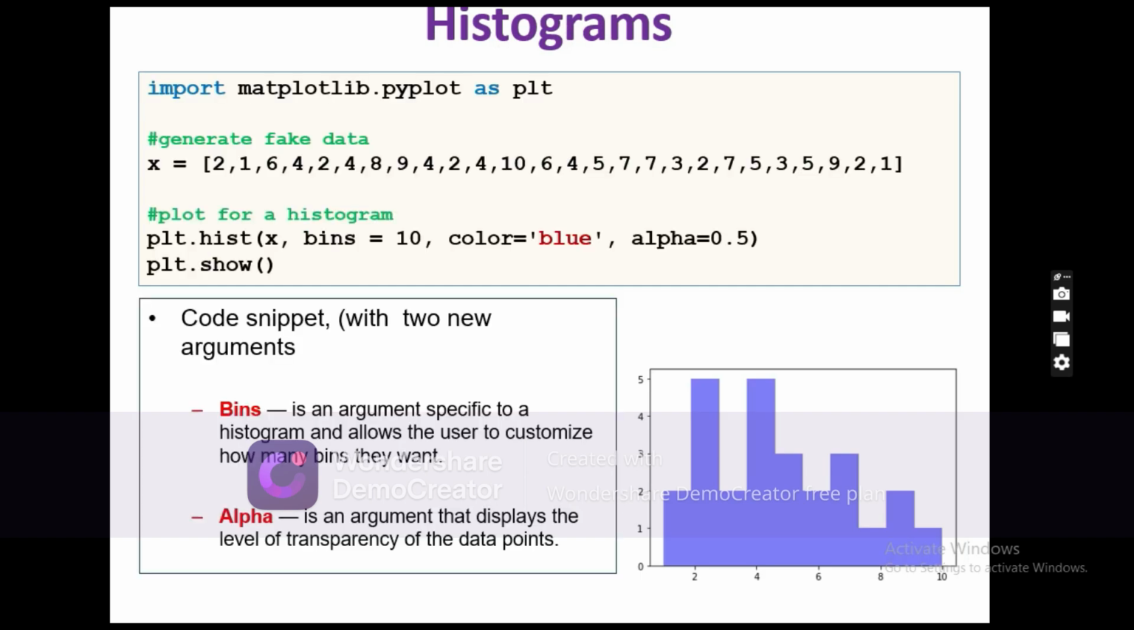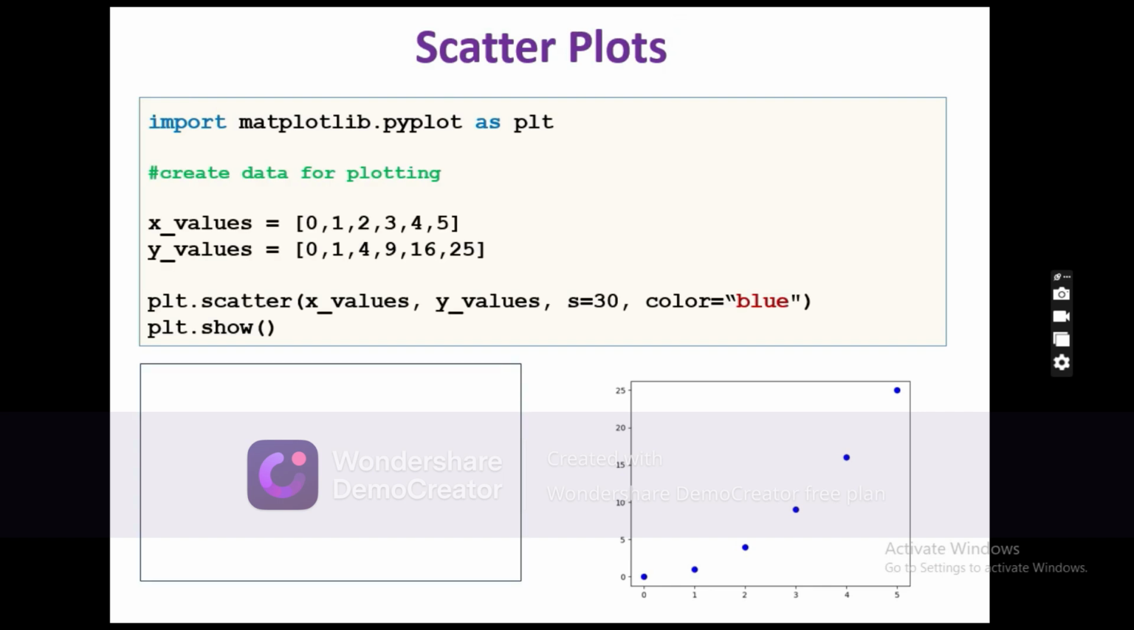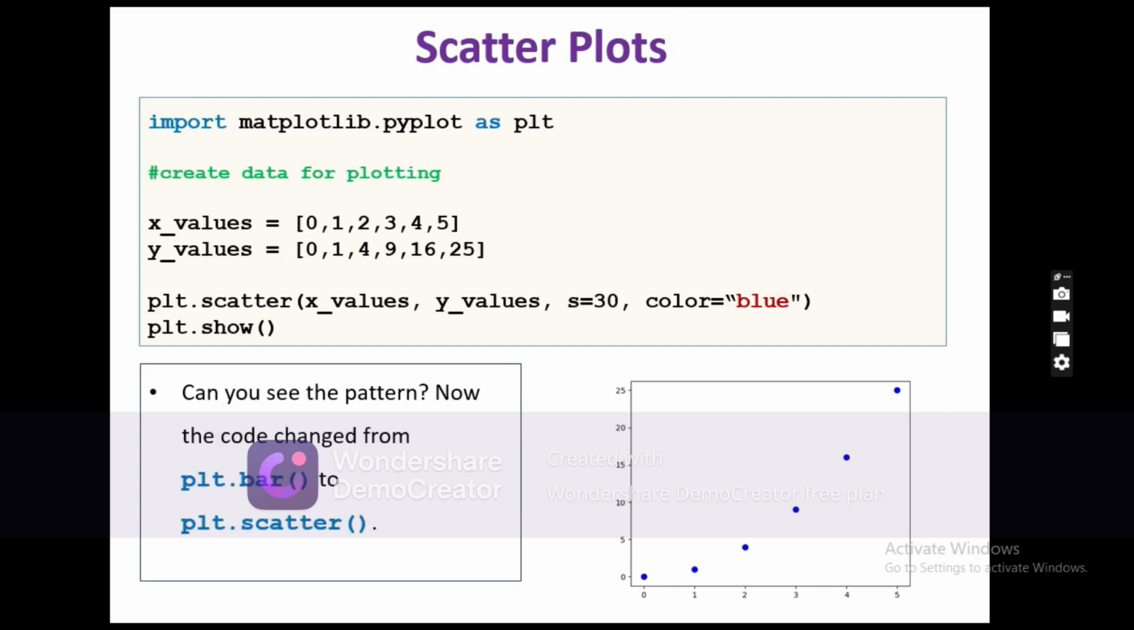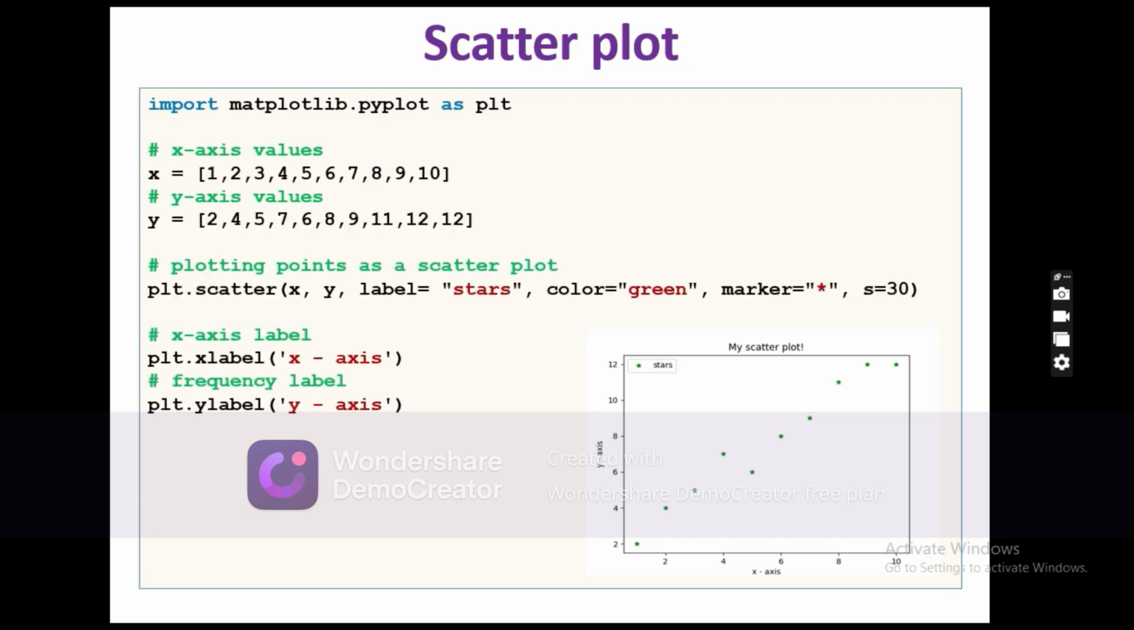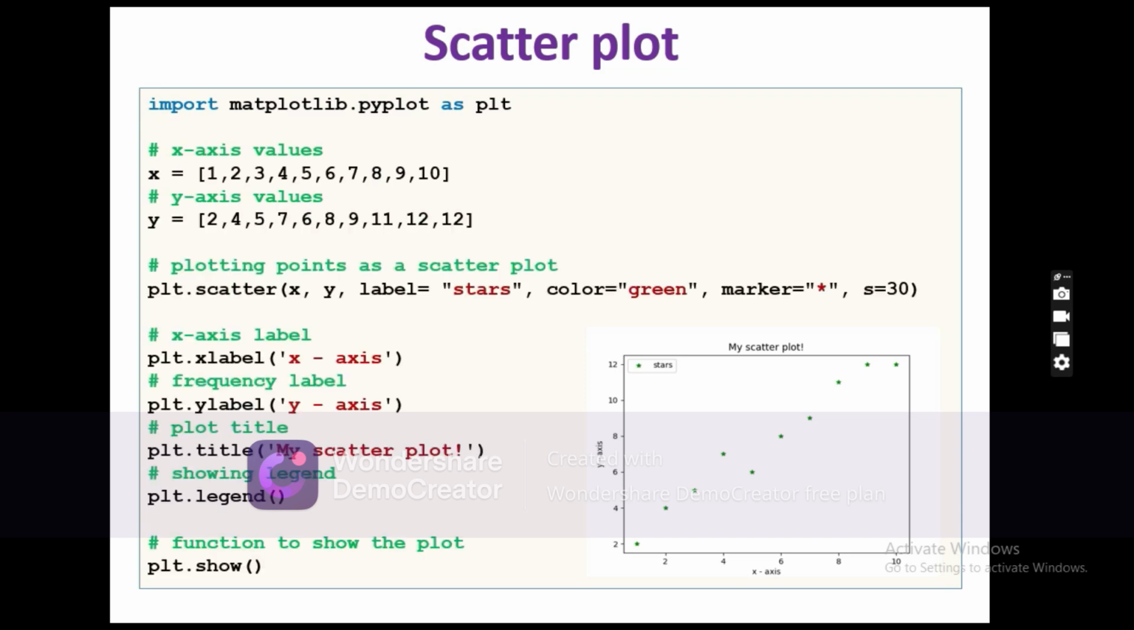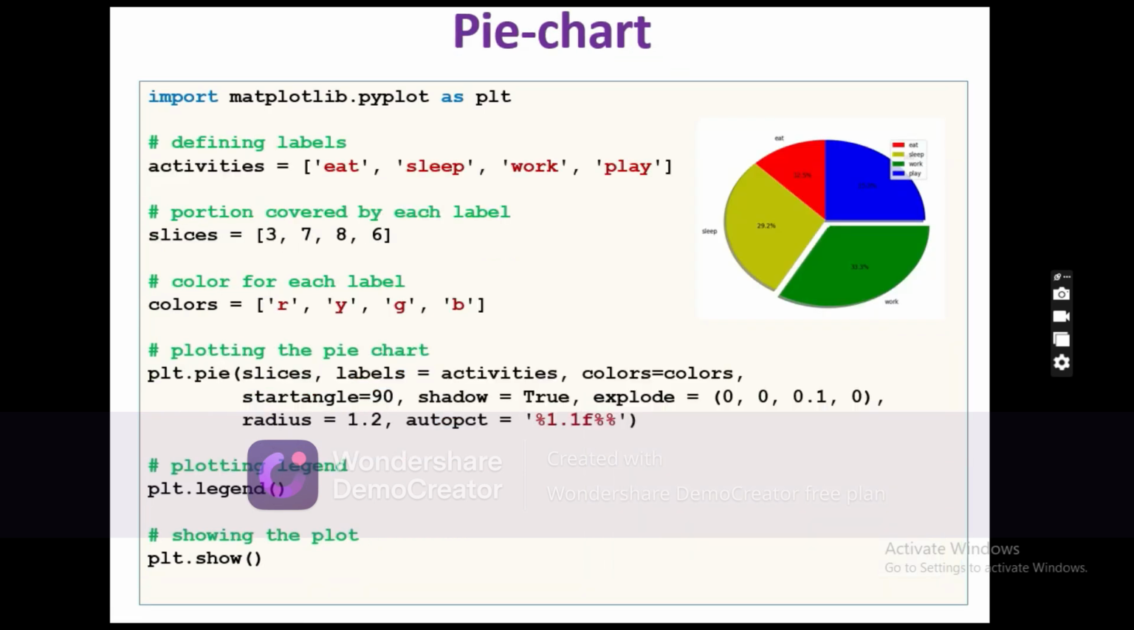We can make the scatter plot by using the scatter function. We can plot the graph. This is a scatter plot. Legend means it will be the legend. Star is the marker, and this will be the legend. Once the graph is ready, you can show.